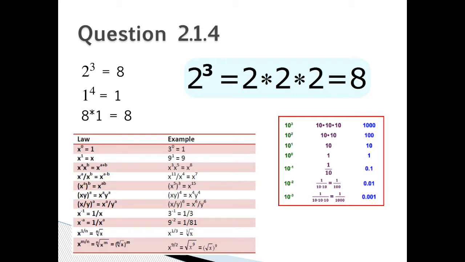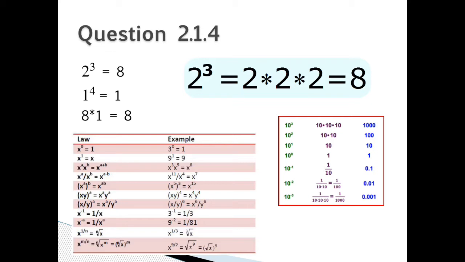For example, if I had x to the power 5 in brackets to the power 3, it's equal to x to the power 15. If I had xy in brackets to the power a, it will equal x to the power a and y to the power a. For example, xy to the power 4 is equal to x^4 and then y^4.